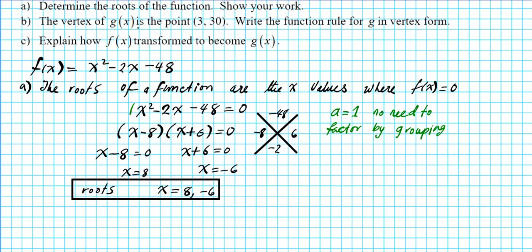Now let's take a look at the b part. It says the vertex of g of x is the point 3, 30. Write the rule for g in vertex form. The assumption here, in order for us to do this problem, because there are infinite possibilities, is that a is equal to 1. Okay? Alright, so let's do it.